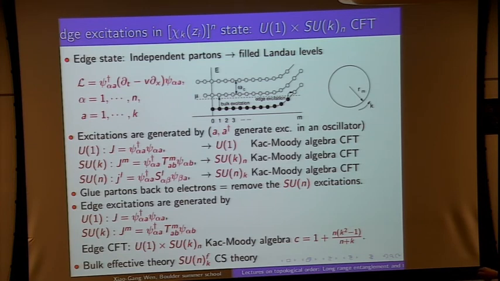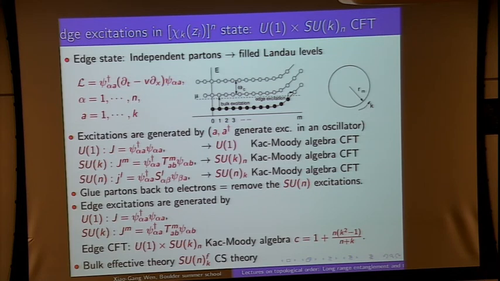Similarly, you can do the rotation among A. That's SU(K) rotation. So this is SU(K) here, and this is SU(N) here. And then you have those bosonic operators.